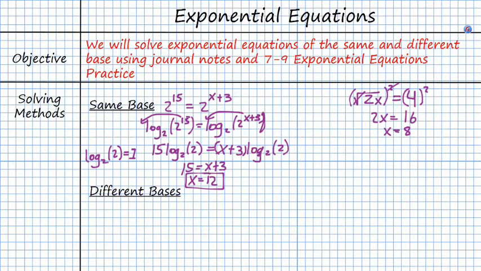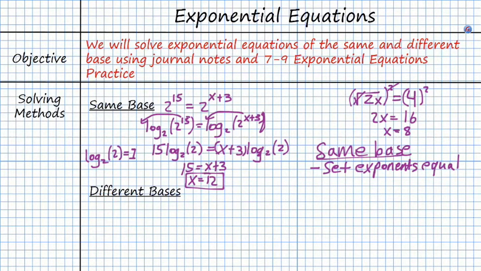So a shortcut that we can see is that if we have something of the same base, then we can just set those exponents equal to each other. So if they have the same base, set exponents equal.